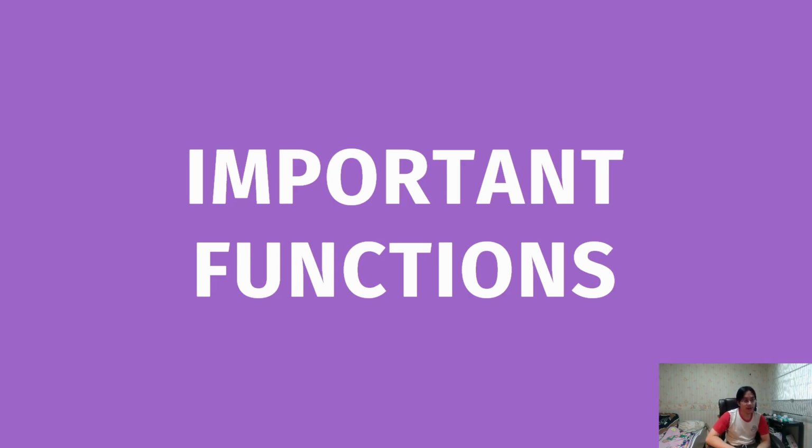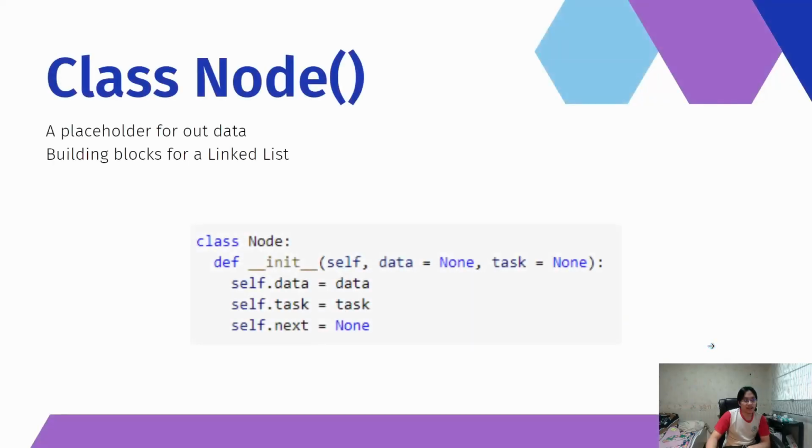So next I'm going to talk about the important functions in this algorithm. The first is the class called node. It is a placeholder for our data, and it is the building block of a linked list. As you can see in the picture, there are 3 attributes for our node class. The first one is self.data, which is the date of the task that will be assigned. The second one is self.task, which is the name of the task. And the last one is self.next, which is the placeholder for the next node in the linked list.